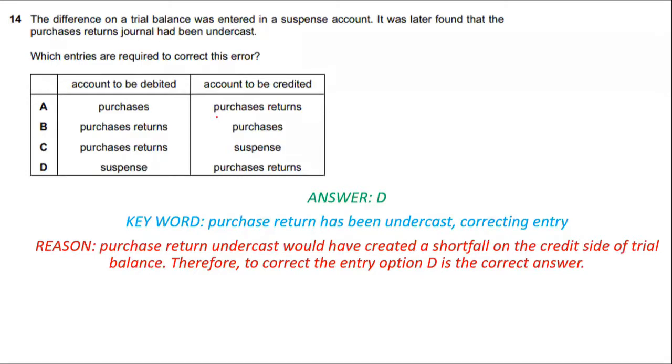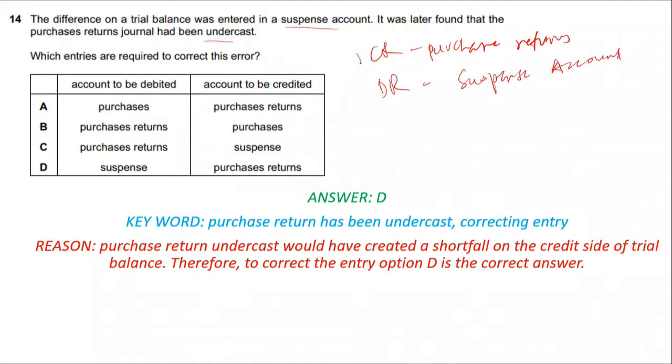Multiple choice 14. The difference on trial balance was entered in a suspense account. It was later found that purchases return journal had been undercast. So what it basically means, you missed this transaction of purchase returns, and hence they were undercast, and now you need to correct this error. So purchase returns undercast basically means your inventory has gone down. You would be crediting purchase returns, so credit purchase returns, and your counter entry to balance this off would be debit suspense account, because that's what you are correcting.